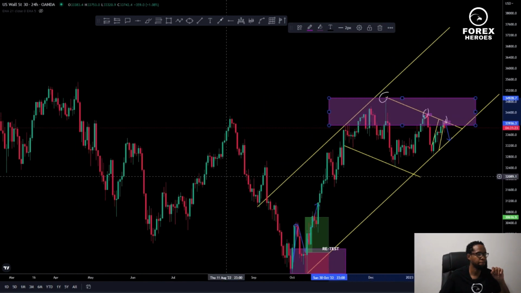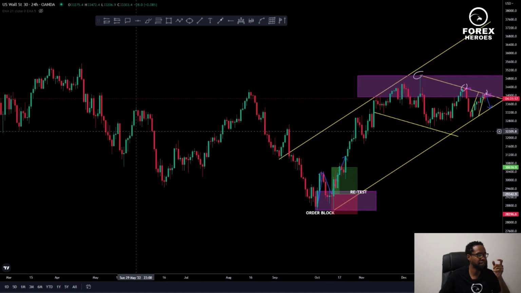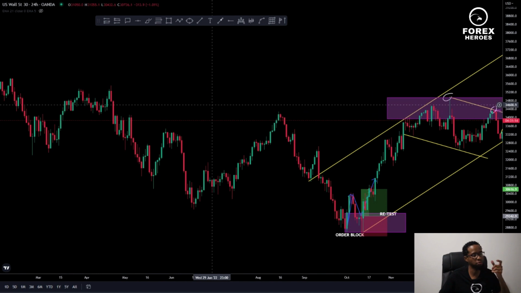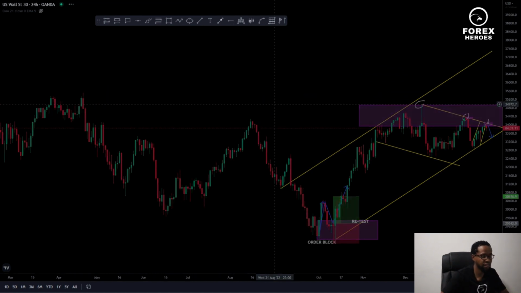will eventually fail. But always remember that the order blocks, we can identify them as well on a lower time frame, which makes it easier for you to have a small stop loss and also identify them with ease. Let's go to the 4-hour time frame.